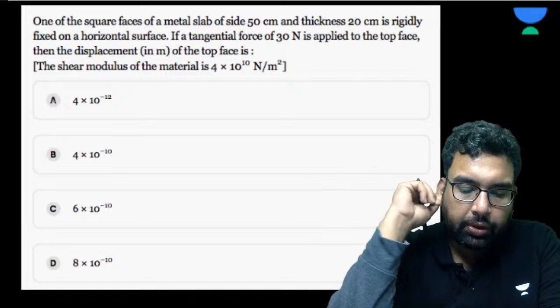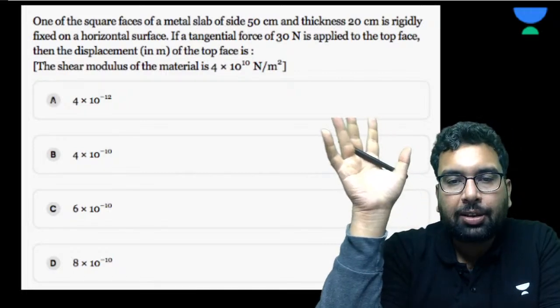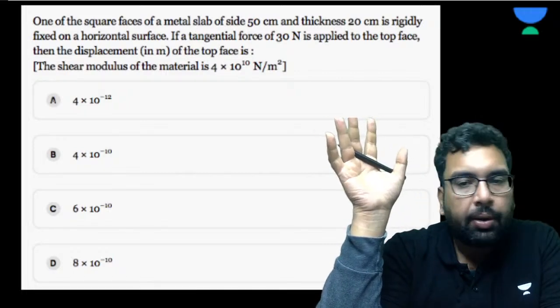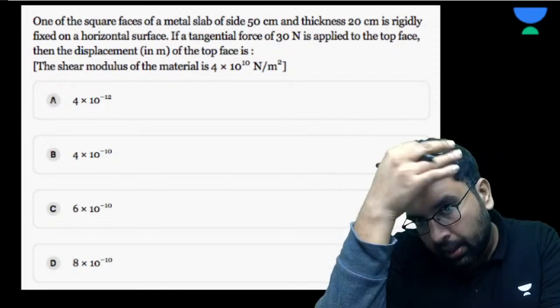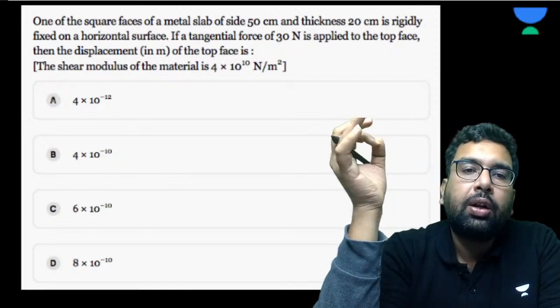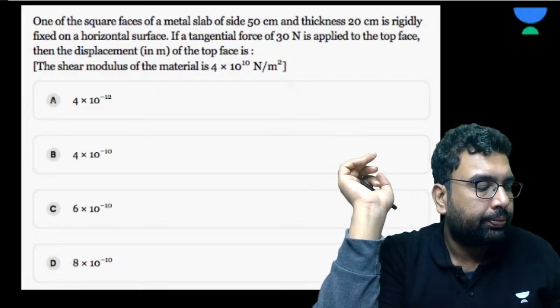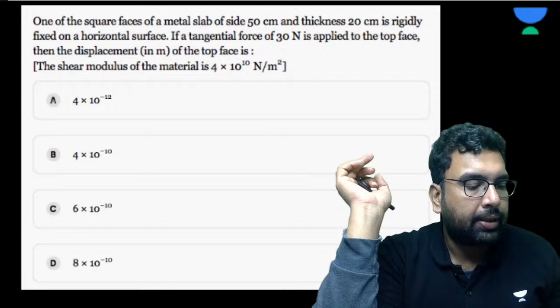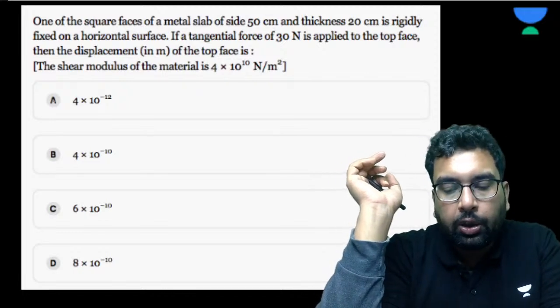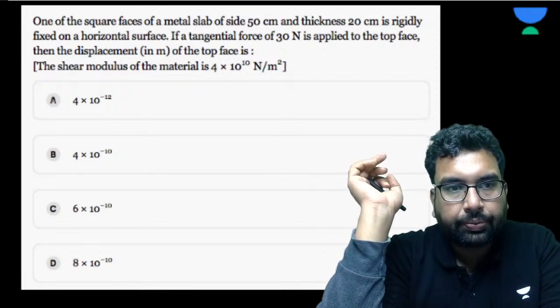Now let's come to this question. Harsha, do you know about this? Have you gone through this chapter? Do you know what we talk about in this properties of solids chapter? Please answer me. Yeah. So now let's solve this question.